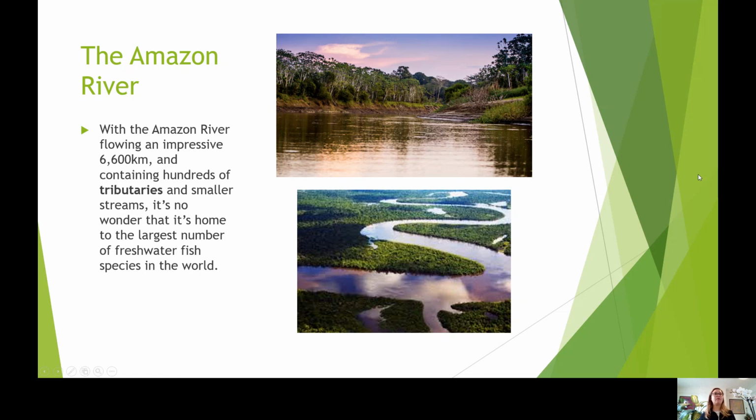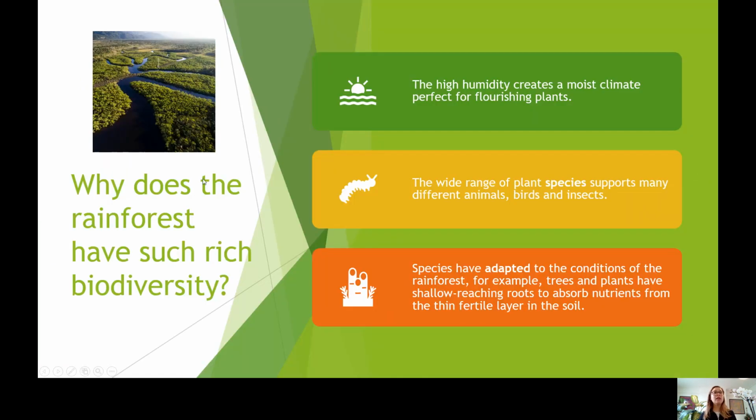Why does the rainforest have such rich biodiversity? We often talk about biodiversity being rich when there are a lot of different plant and animal species. So why? The high humidity creates a moist climate perfect for flourishing plants, because plants need water in order to photosynthesize. The wide range of plant species supports many different animals, birds, and insects.